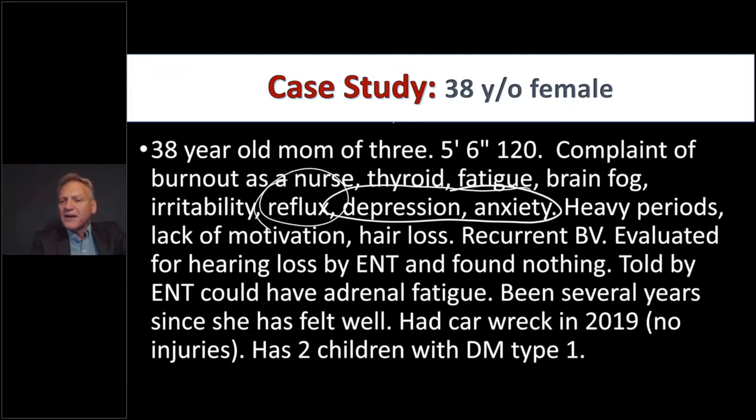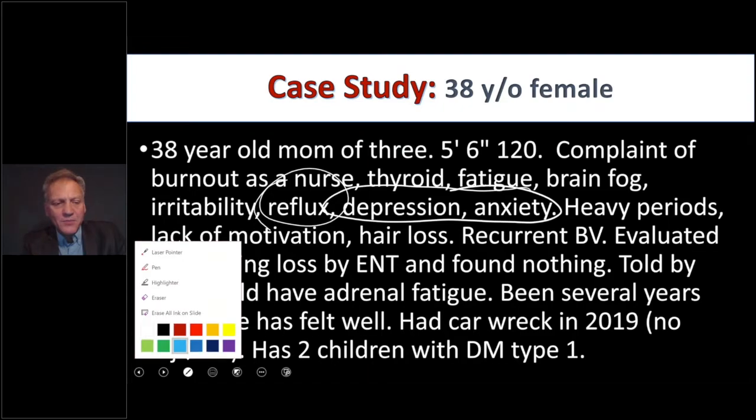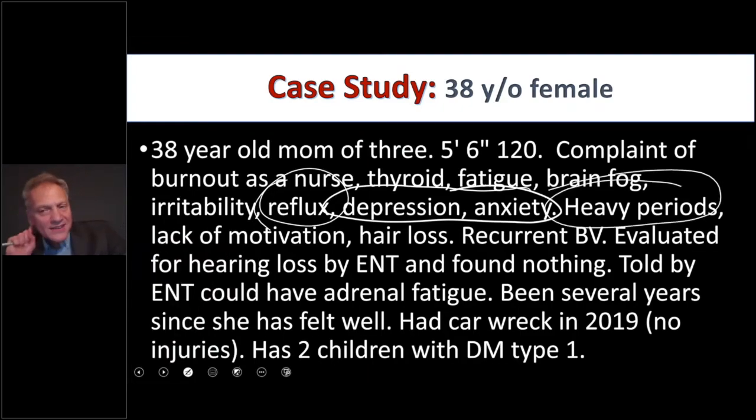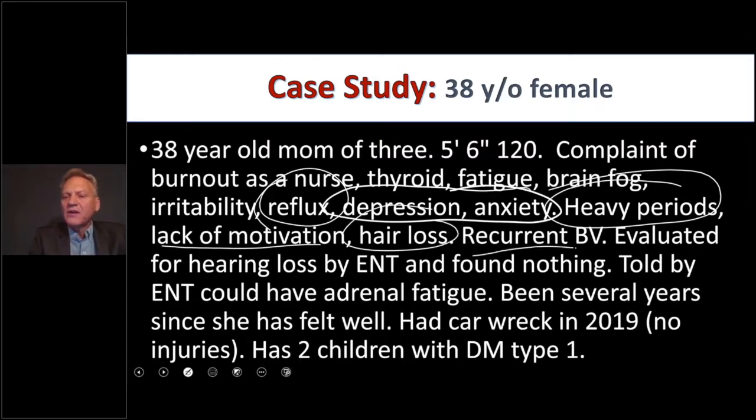She has heavy periods. Okay, if she has heavy periods, that really makes me suspicious of what? Blood sugar. Dropping blood sugar. Lack of motivation, we talked about that. That could be the orbital frontal. Hair loss could be thyroid. Recurrent BV. I don't know what BV is, so I can't really talk about that. Evaluated for hearing loss. The ENT found nothing.